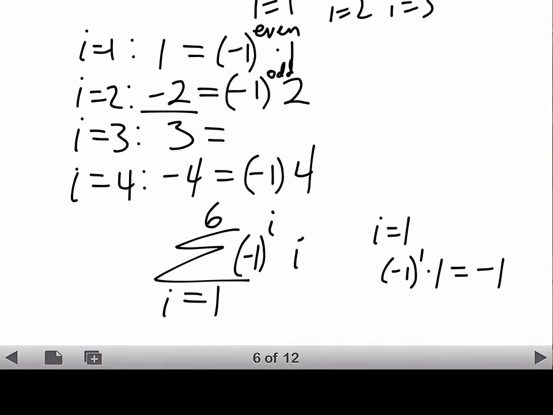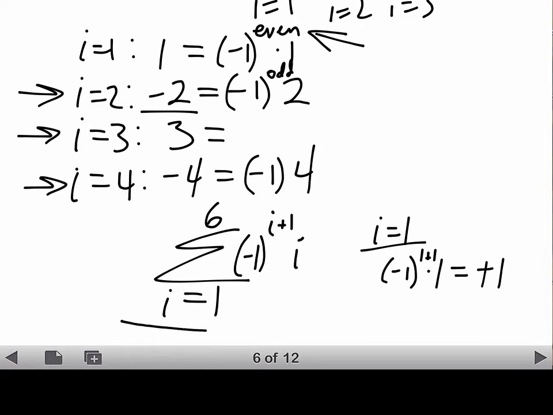But we already decided that the exponent for the odd terms should be even, and so we can use plus 1 to get out of that. Now we would have, when i equals 1, negative 1 to the 1 plus 1, which would be a positive term. We can verify that it works the way it's supposed to with subsequent terms. But here we have it. The sum as i goes from 1 to 6 of negative 1 to the i plus 1 times i.